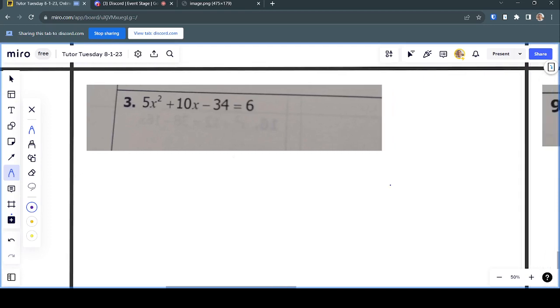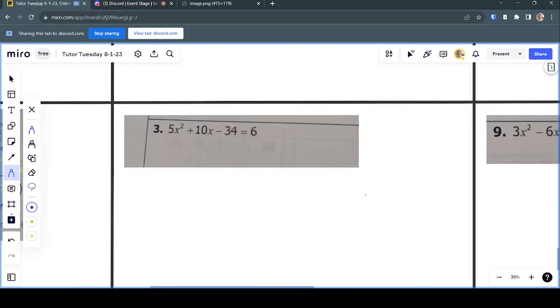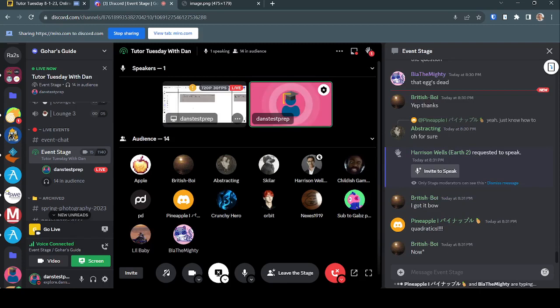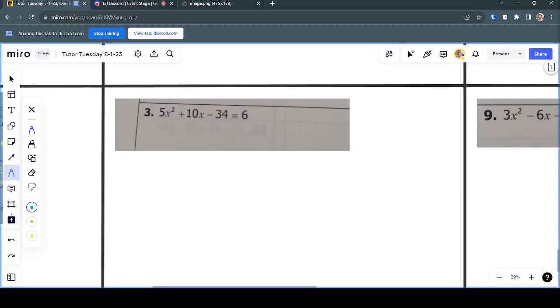And then these last two problems I think we can do really quick. This is just solving for x in a quadratic equation. The method I'm going to show you guys specifically is completing the square, because I think that's a method that not a lot of people use very frequently. So I'd like to demonstrate how you could do that.